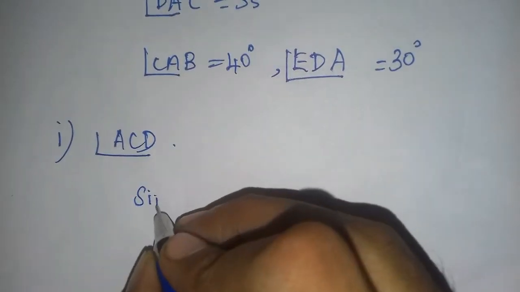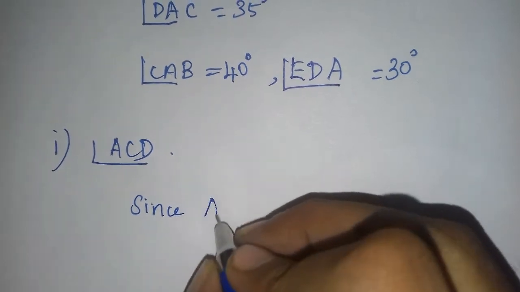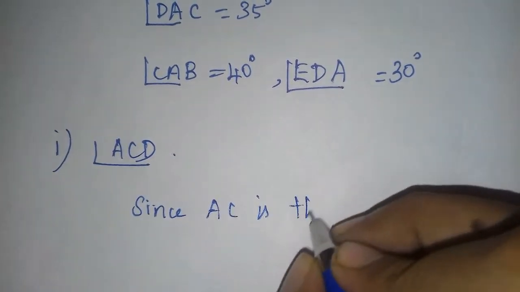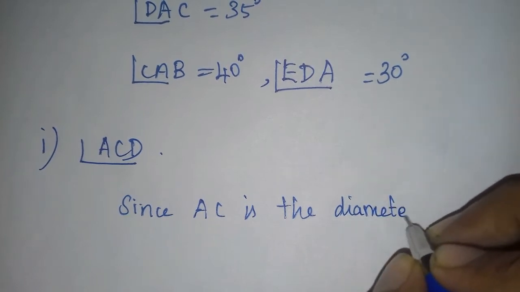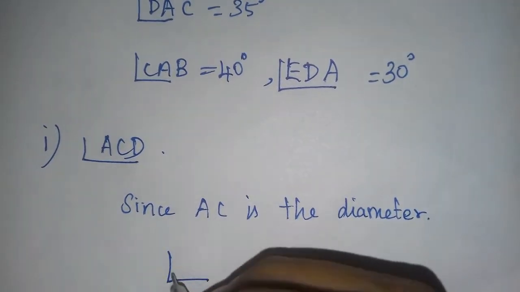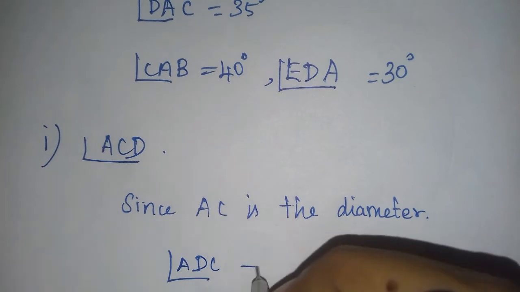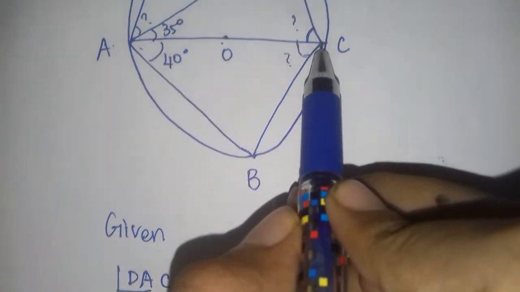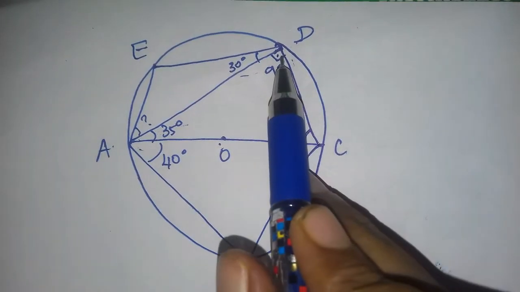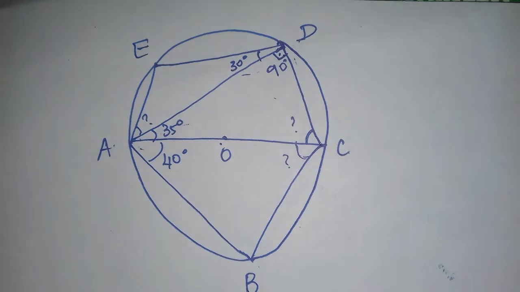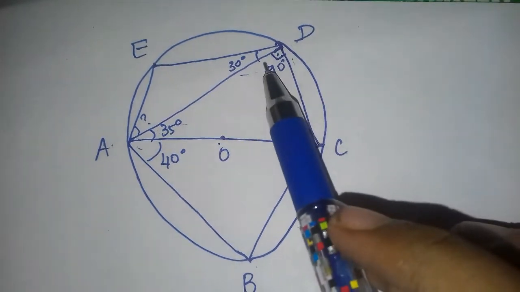Since AC is the diameter, angle ADC is equal to 90 degrees. Since this line is the diameter, the angle opposite to this side will be equal to 90 degrees. Okay. So from this, what are we going to do?